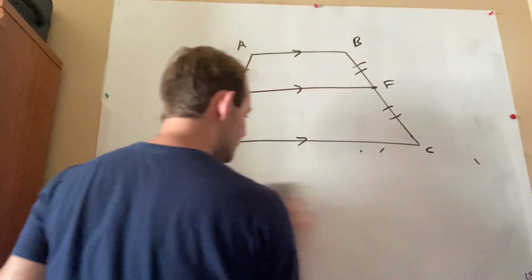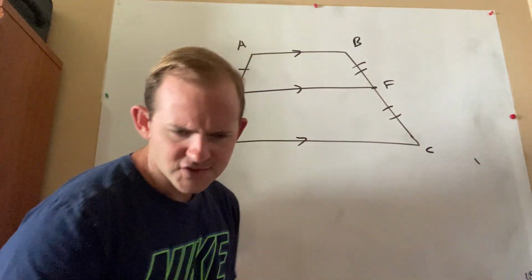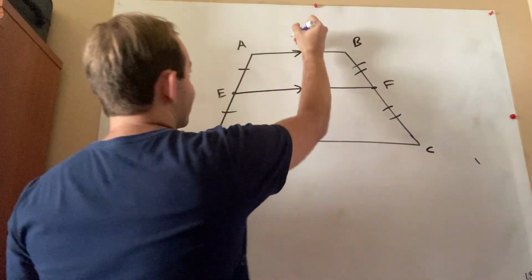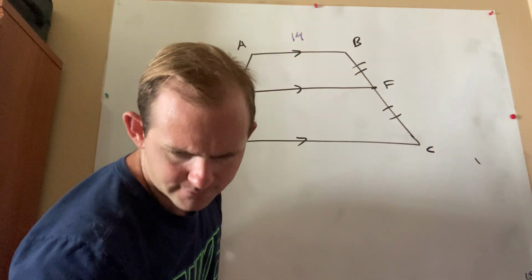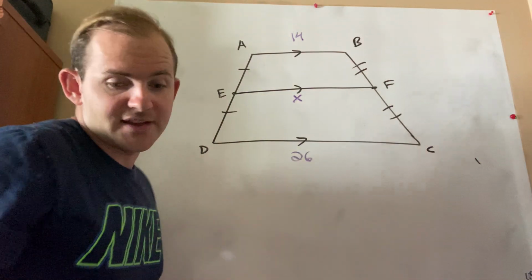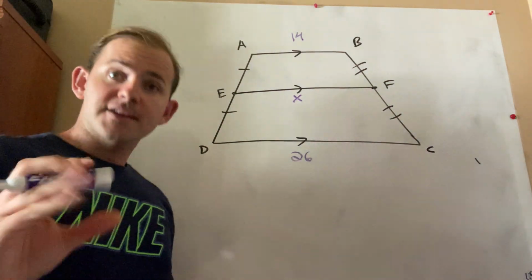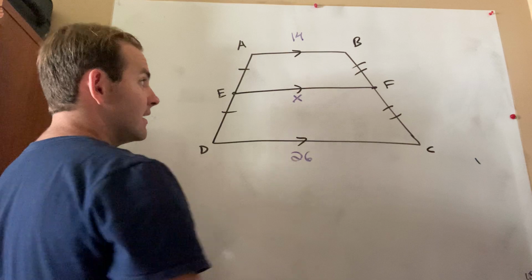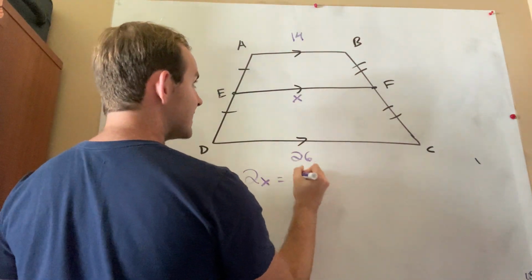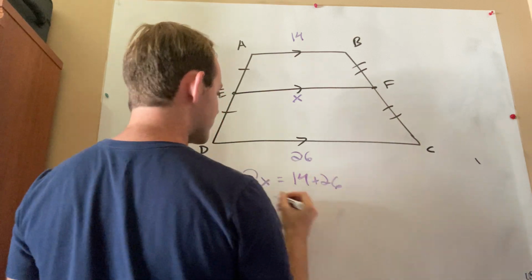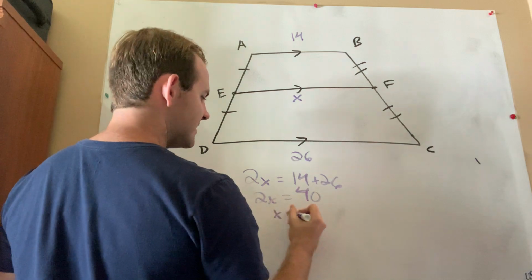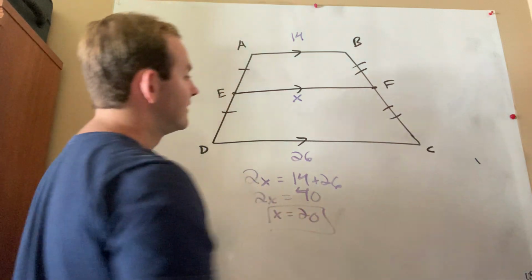All right, let's start off easy. Let's start off with example number 1. Number 1 tells us this is 14. They tell me that this is 26, and they want me to find this, so I'm just going to call that x. Here's what the trapezoid mid-segment theorem tells me. It takes 2 of these to make these added up. So 2 times x equals 14 plus 26. 2 times x equals 40, and that means x equals 20.